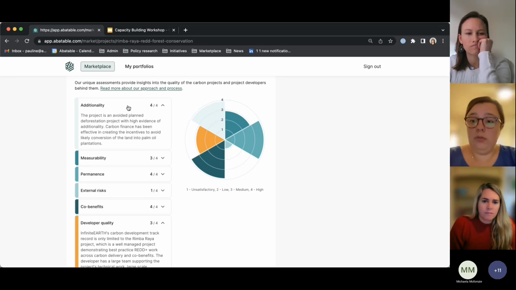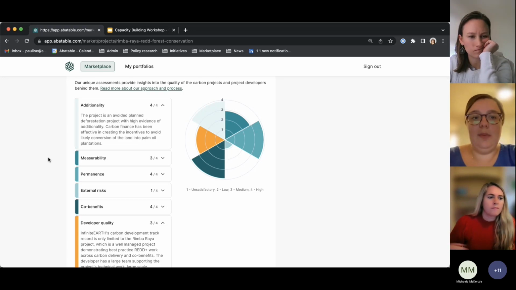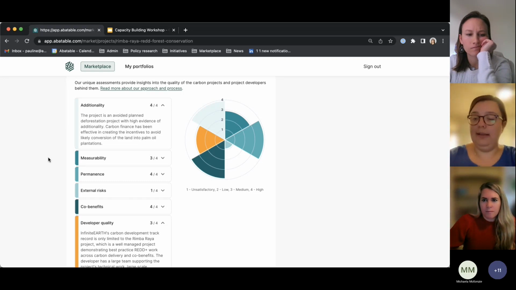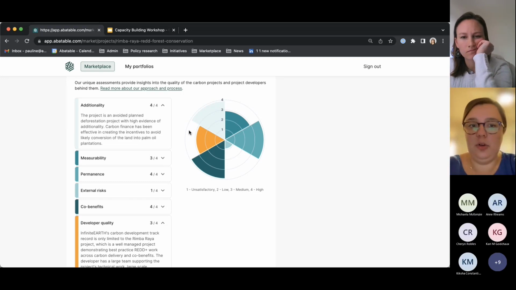If the answer is no, you have a bad carbon project. If the answer is yes, you probably have one that's of higher quality. So in this case, we looked at all of the documentation and we saw that this specific piece of land was going to turn into a palm oil plantation. So it is a highly additional credit project, as you can see here.